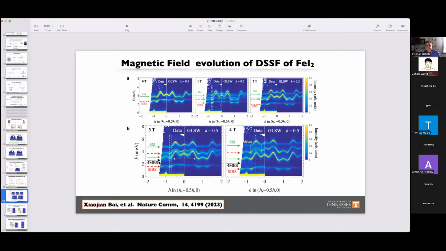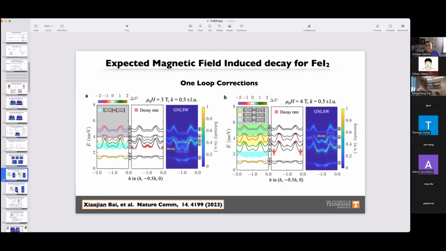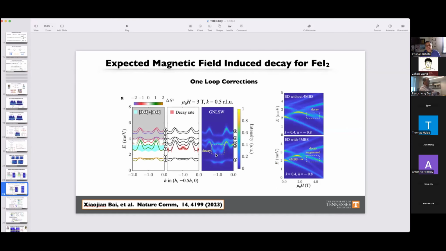But in addition, the 4-magnon bound state appears down here. And clearly, this formation of a 4-magnon bound state is something that you cannot capture with one loop, or even with a two loop or any finite loop correction. Actually, when you do a one loop correction, you get a strong decay that is not observed in the experiment. In the experiment, the decay is weaker, and the reason is, as I mentioned before, that there is a formation of a 4-magnon bound state that is not captured by the one loop correction.